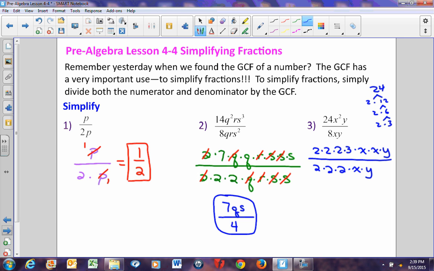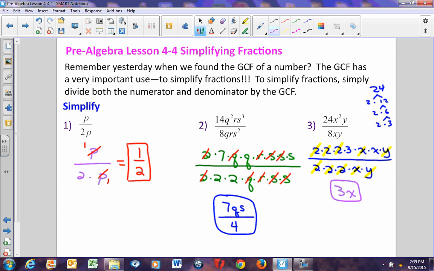Again, I'm going to look at these and cross-cancel. Cancel out what I don't need. I'm going to use a highlighter this time. This 2 cancels with this 2. This 2 cancels with that 2. This 2 cancels with that 2. One of the x's cancels out, and one of the y's cancels out. What am I left with? On the top, I have a 3 and an x. So 3x. On the bottom, I have nothing. So I can either put it over 1 or I can just leave it as 3x.